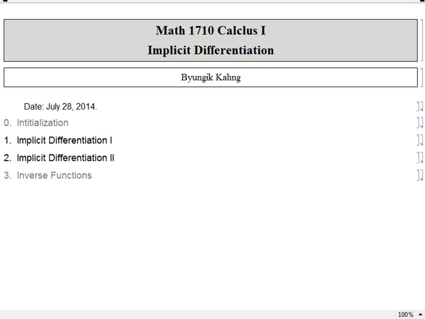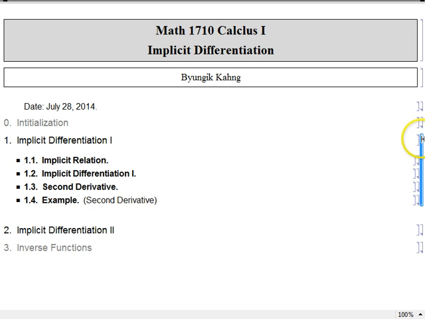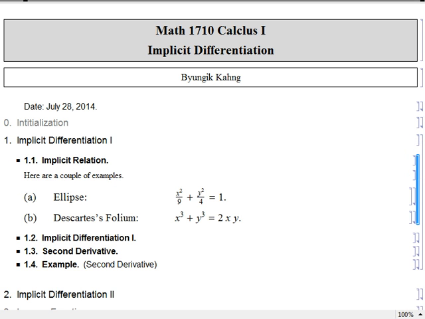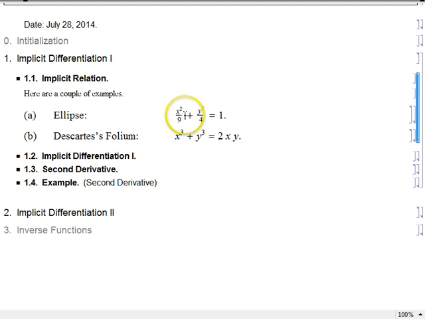One of the more important applications of the chain rule is implicit differentiation, and that is the topic for this lesson. What is implicit differentiation? It's a differentiation technique that applies to implicit relations, kind of like this one and that one. And let me show you what these are.